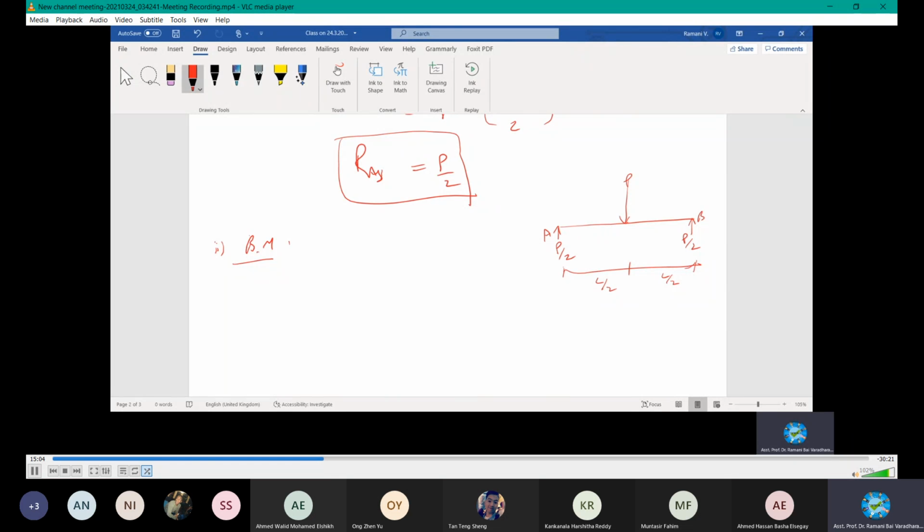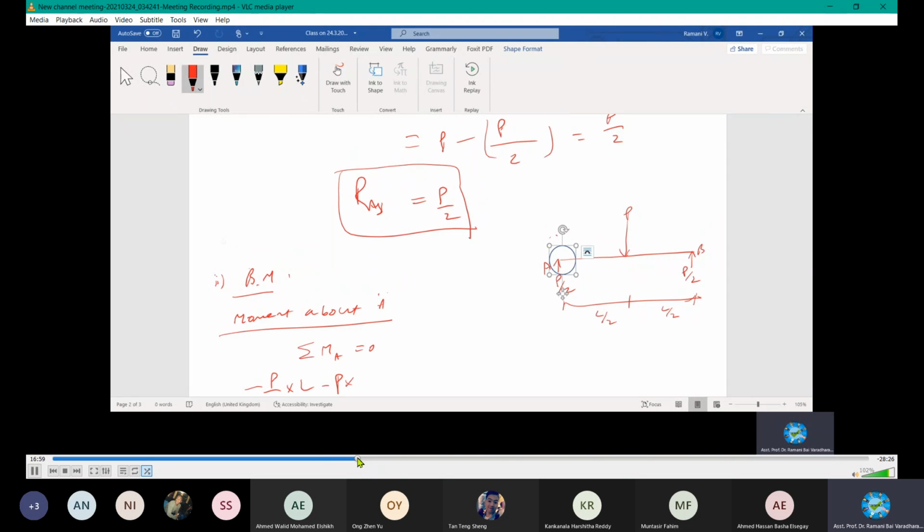At A, you have the bending moment started from A. You have P by 2. Take moment about A, about A, and about A. Then you have to solve one by one. As usual, keep the clock at A and do one by one to solve.